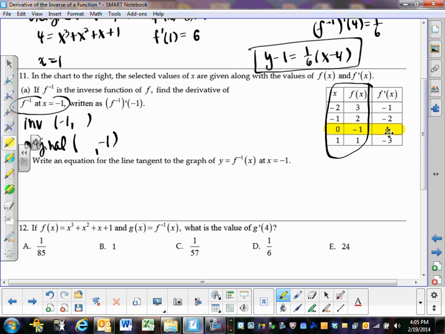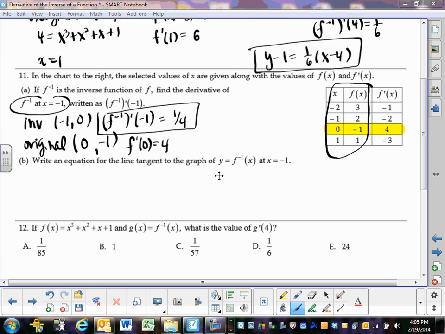The original derivative is 3x squared plus 2x plus 1. The derivative at 1 is going to be 6. That means that the inverse derivative at 4 is 1/6. So for writing the equation of the tangent line to the inverse, we use the inverse point and inverse slope. So y minus 1 equals 1/6 times (x minus 4).